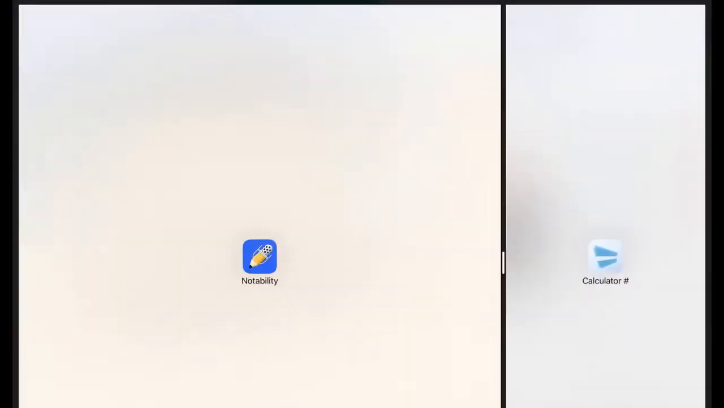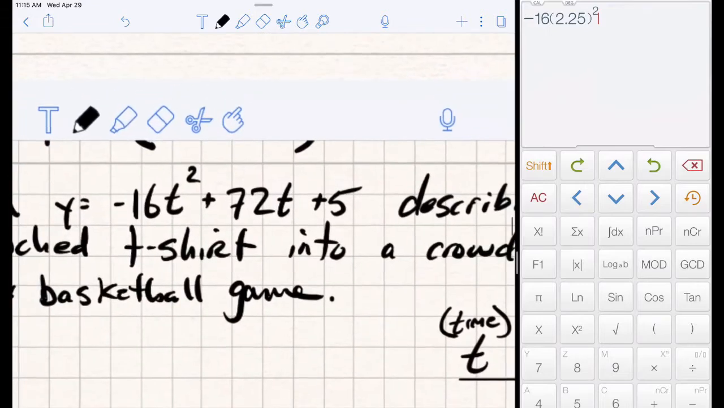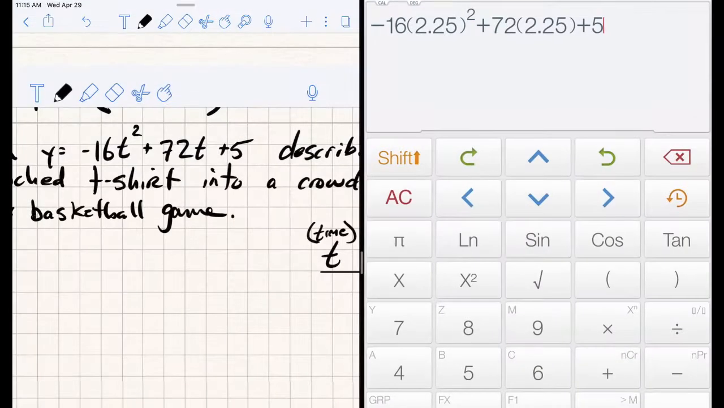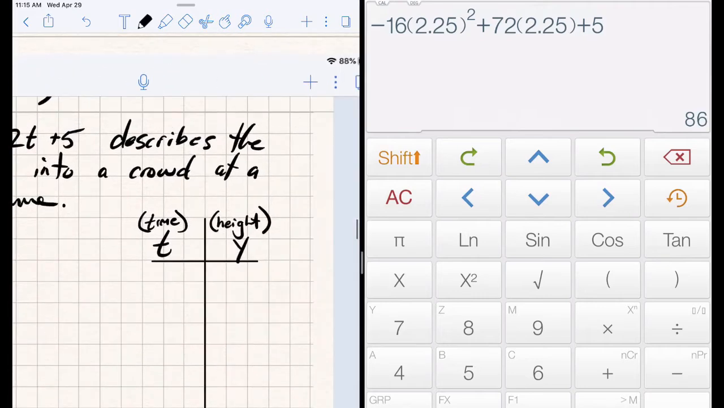And just in case you can't see it, I'm kind of working on this part right here. So next is plus 72t, and plus 5. So once I have it all in there, that's going to be nice for me. I get 86. So 2.25 and 86, that's my vertex. I'm going to go ahead and think about things that are near the vertex. Let's see, this is a decimal. So let's go with a 1. I'm going to put a 1 in here.